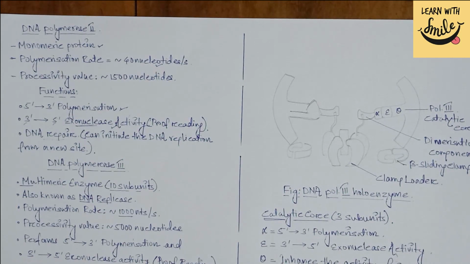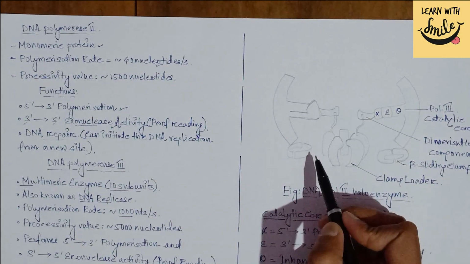basically for proofreading. And this enzyme, DNA polymerase 3, is also known as the holoenzyme, because the different components of this enzyme work together as a whole to execute a single and the most prominent process, that is DNA replication. Now, if you want to look at the schematic diagram of DNA polymerase 3, then it looks somewhat like this.